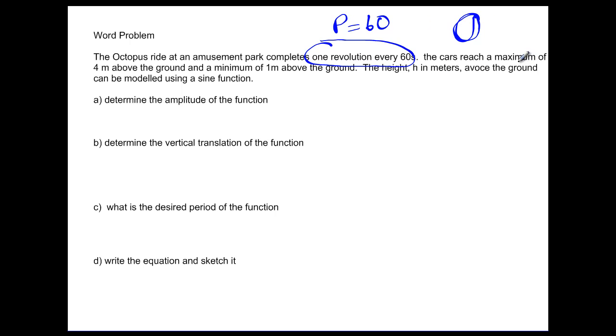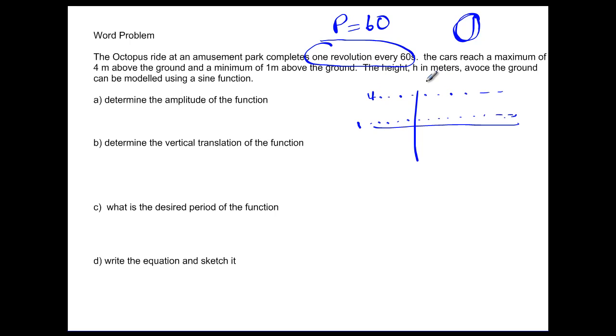The cars reach a maximum of 4 meters above the ground. So now I'm just going to do a little sketch here. I'm going to say, okay, well, it's going to be 4 meters above the ground, and the minimum, it says, is 1 meter above the ground. Well, that makes sense because we don't want our ride hitting the ground. That wouldn't be a lot of fun.